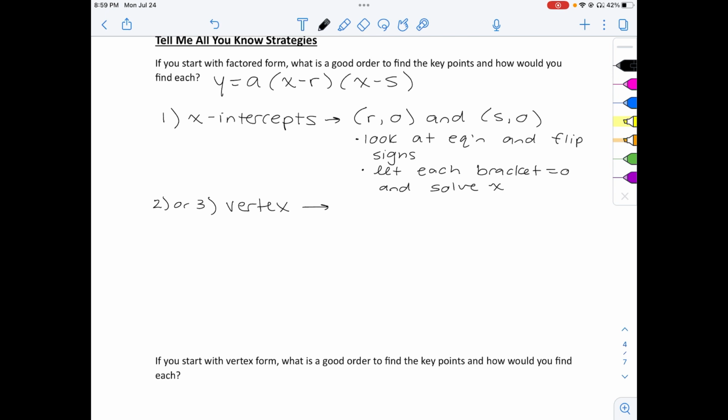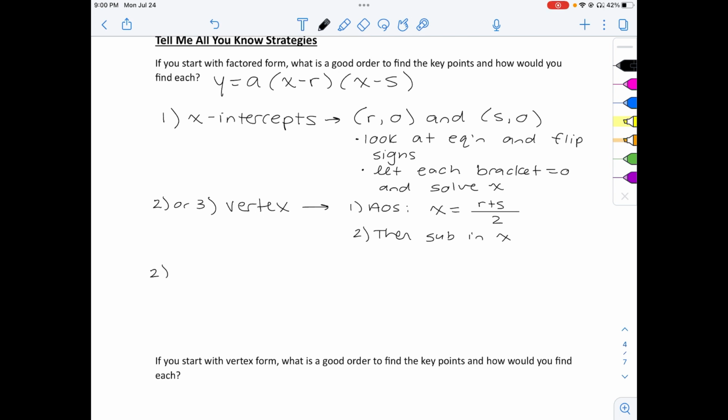You do this by finding your axis of symmetry, right? So x is equal to (r plus s) over 2, because we already found the x-intercepts. Then you can sub in x to find your y value. Or you technically could expand your factored form to standard form first, and then you could use partial factoring or completing the square to get the vertex, but that's just what makes most sense to me.